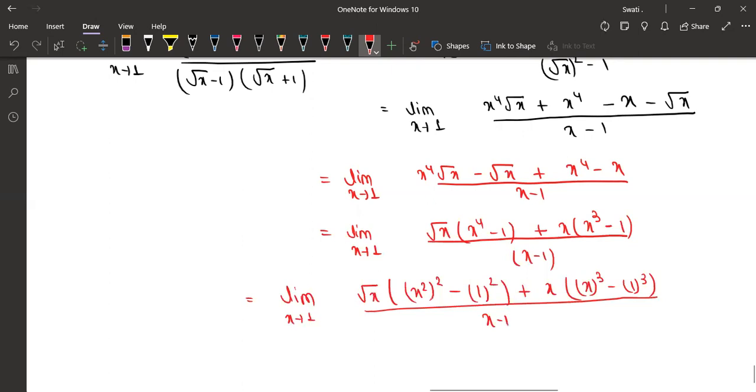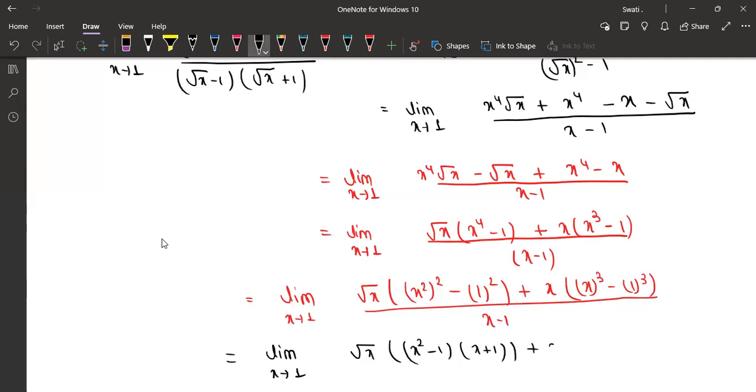Now in the numerator, you can notice we are having two formulas. One is a square minus b square, and another is a cube minus b cube. So a square minus b square, you already know the formula: a minus b into a plus b. So I can write the formula directly here. So a minus b, that means here a is x square, right? So a minus b, and then a plus b, right?